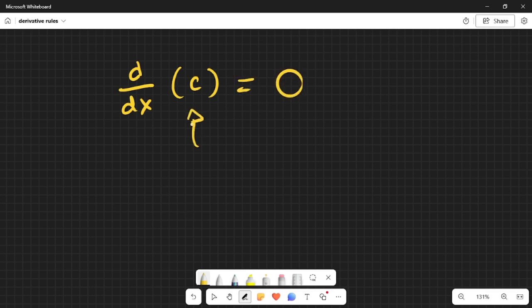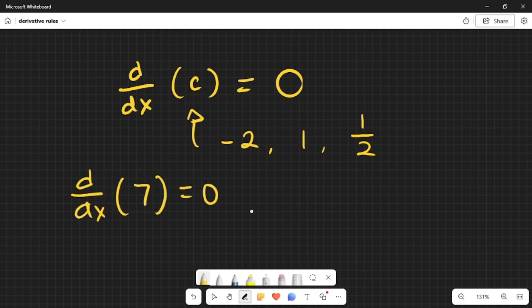For the constant rule, it's basically about a derivative, and when you have a constant, it will always be equal to 0. A constant could be any number like -2, 1, 1/2, or any number. So, how do we solve? Let's say you have to find the derivative of 7. 7 is a constant. Therefore, the derivative of 7 is 0.